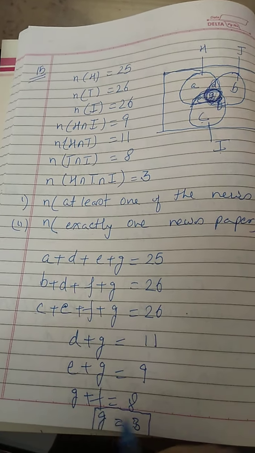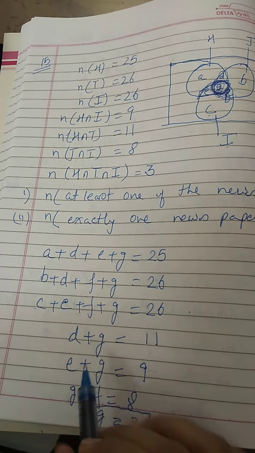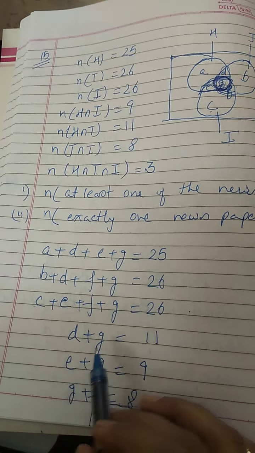If I substitute it here, I will get the value of F, I will get the value of E, D and so on. So we will do back substitution to get all the values of A, B, C, D, E, F and G. G we got, it is 3. So let us do the calculation here, because we have the values in front of us. So we are getting G is equal to 3.